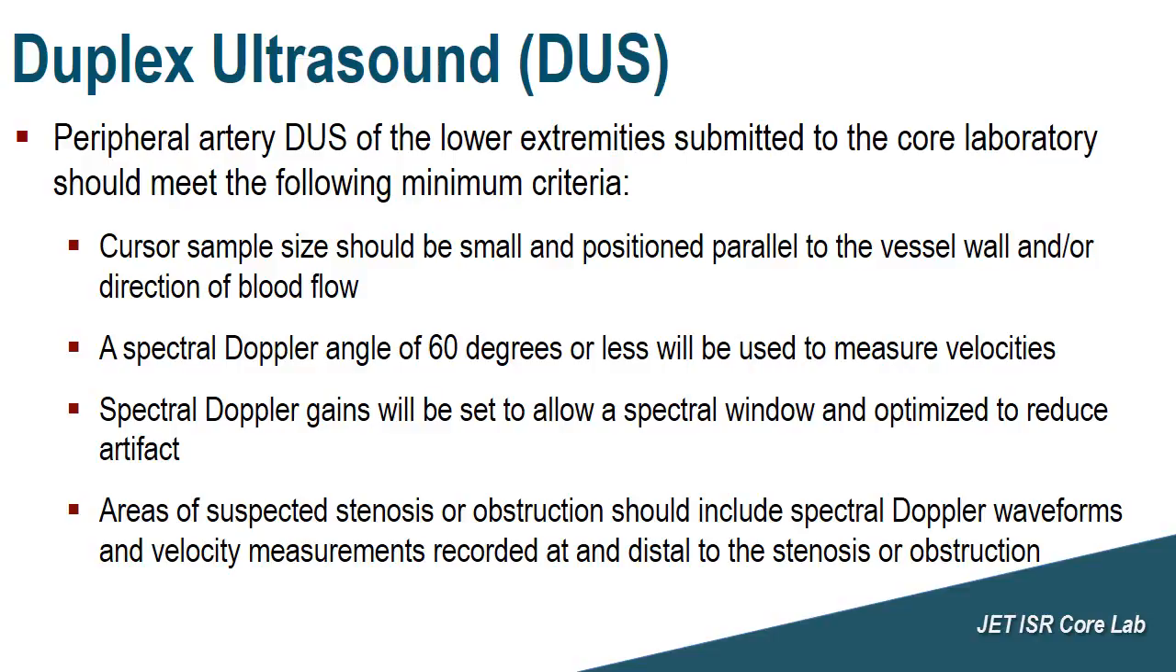A spectral Doppler angle of 60 degrees or less will be used to measure velocities, and the spectral Doppler gains will be set to allow a spectral window and optimized to reduce artifacts. Areas of suspected stenosis or obstruction should include spectral Doppler waveforms and velocity measurements recorded at and distal to the stenosis or obstruction. More details are present on CLP form 2, which tells the sonographer exactly where those measurements need to be made. Please follow those guidelines carefully and fill in the table present on the form.